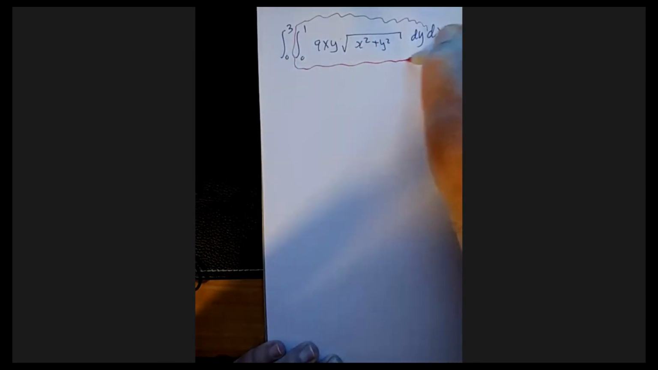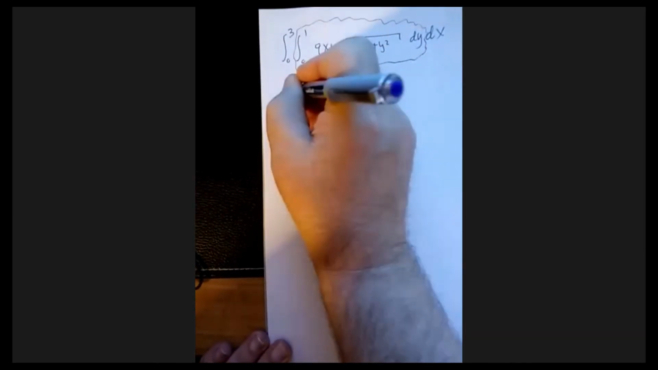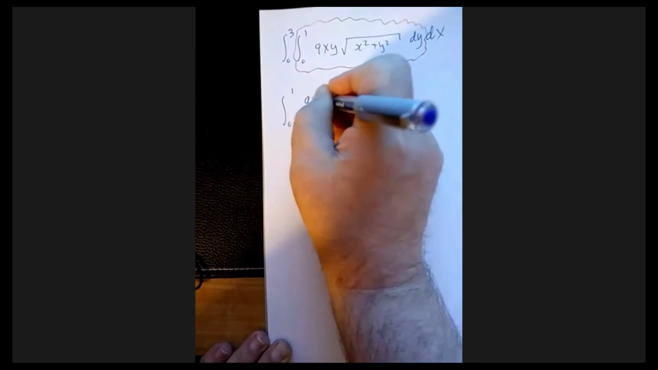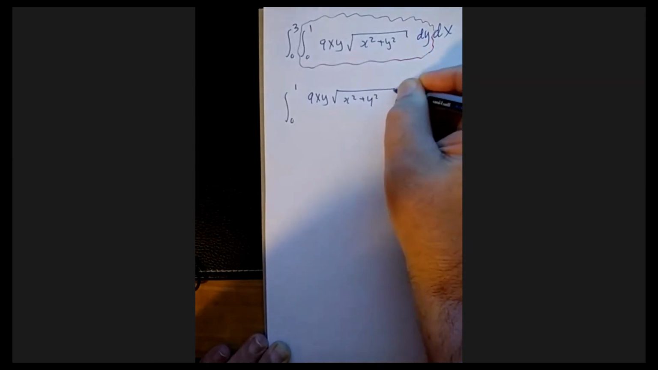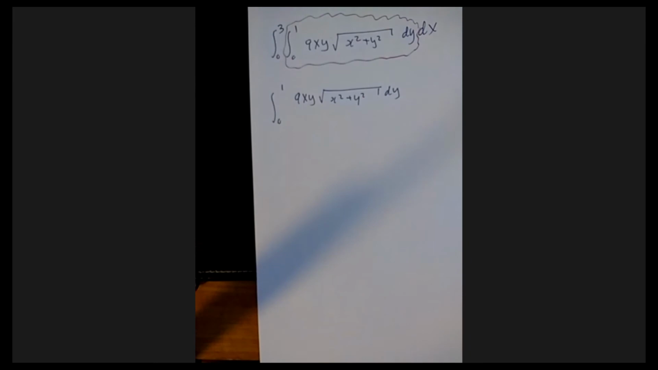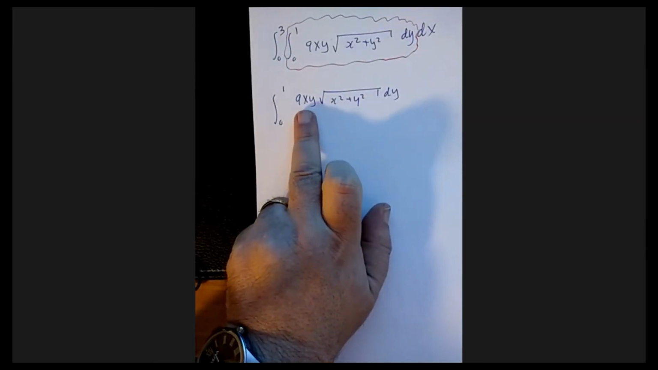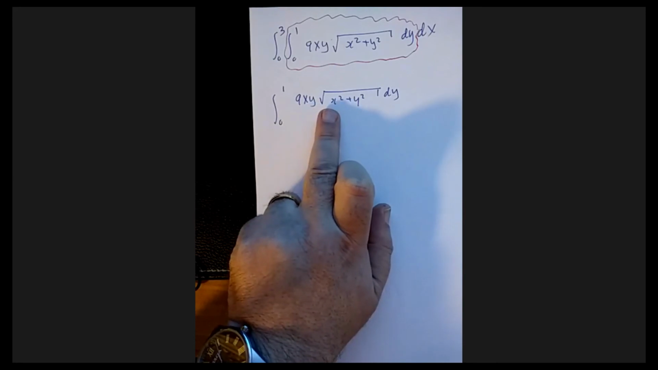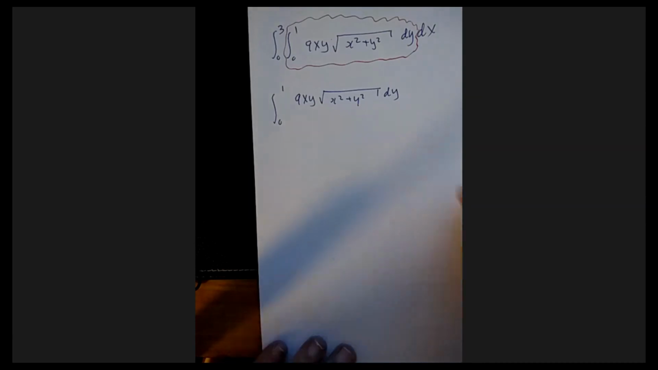Now, let's worry about just that, and then I'll come back to the other stuff. So, if you want to find the integral from 0 to 1 of 9xy, the square root of x squared plus y squared dy, you have to think of x as being a number. So let's pretend it's 1. So it's 9y, the square root of 1 plus y squared. That's what I'm looking at.